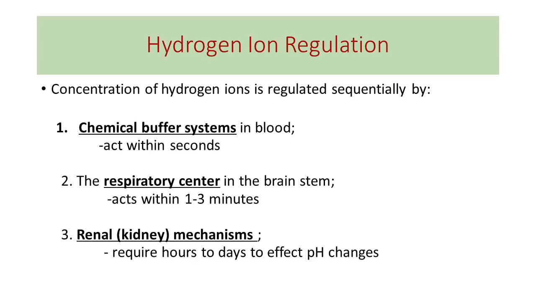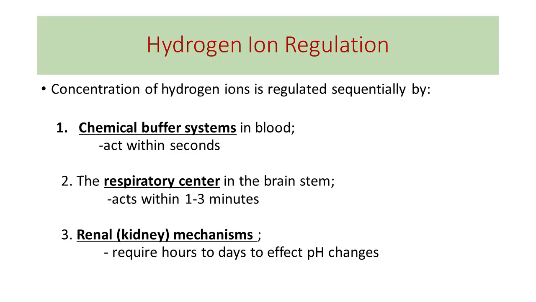Secondly, the respiratory center in the brainstem will determine how quickly we breathe and what our depth of respiration is. And this is important because carbon dioxide, which is carried in our blood, remember carbon dioxide is a waste product of cellular metabolism, is directly correlated with acidity. So the more CO2 you have in your blood, the more acidic your blood is. So if we increase our rate of respiration, we can blow off more CO2 to try to lower our acidity in the blood. So this occurs within 1 to 3 minutes as a second line of defense.